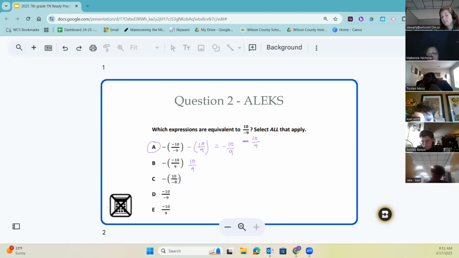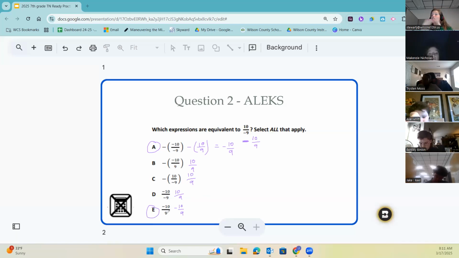Same thing here. Positive divided by a negative is a negative. And then a negative times a negative is a positive. Okay, so it is not C. D says negative 10 divided by negative 9. Negative divided by a negative is a positive. Okay, so it is not D. Okay, and then E says negative 10 divided by positive 9. A negative divided by a positive is a negative. So this is equivalent. A and E are our correct answers here.